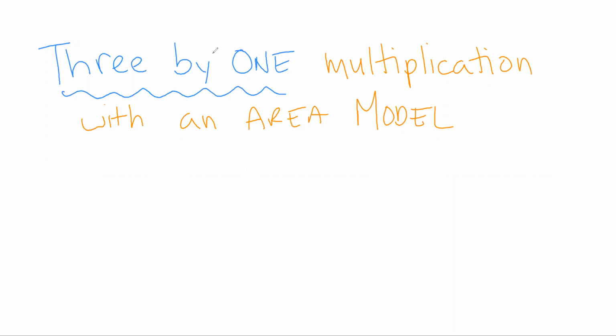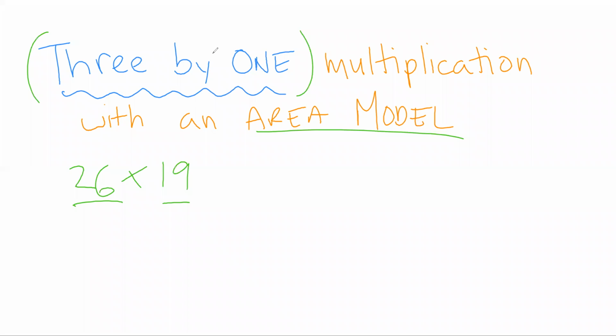Today we're going to be talking about 3 by 1 multiplication using an area model. So we had been doing 2 by 2, and what that really means is the amount of digits that we're multiplying by to get there. So a 2 by 2 would be like 26 times 19, right? That's 2 digits times 2 digits. Today, we're going to talk about the 3 by 1, which would be something like 329 times 7. Again, a 3-digit number times a 1-digit number. So that's really what we mean by 3 by 1.